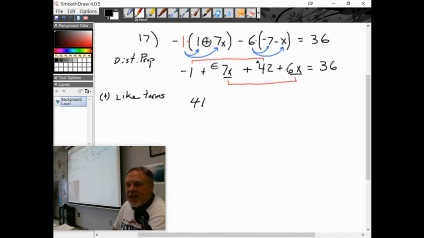There's negative 7 added to positive 6, so it's going to be a negative. How many more is 7 than 6? 1. And don't forget the x's, all right? So negative 7x plus 6x is negative 1x. And don't forget that it's equal to 36, all right?